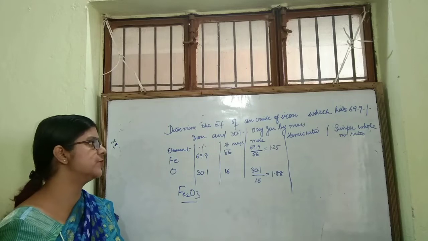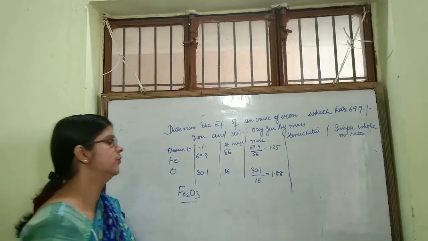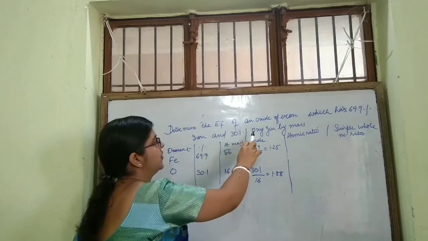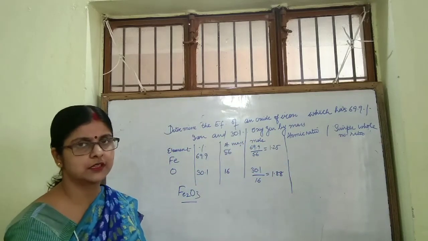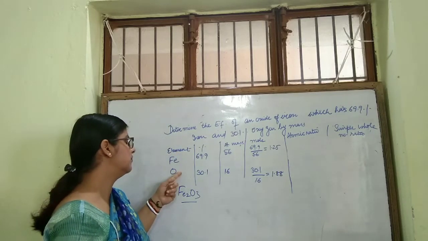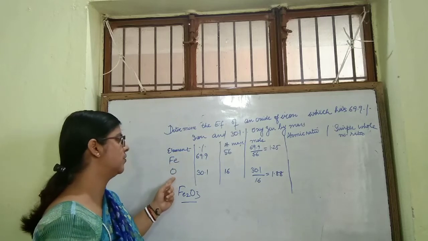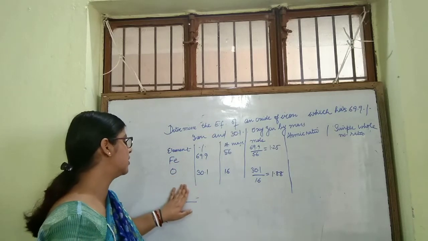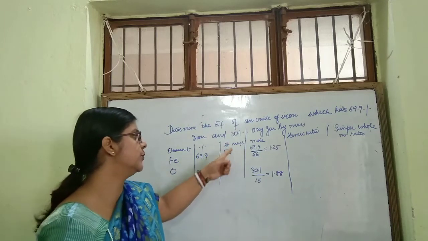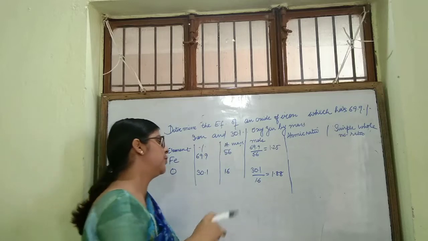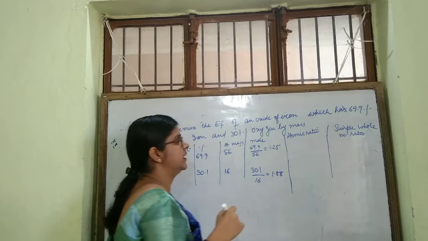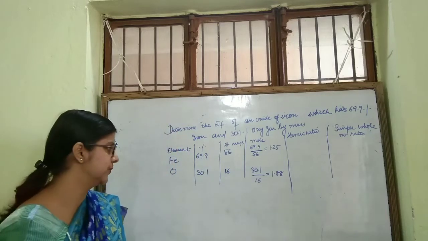Find the empirical formula of an oxide of iron which has 69.9% iron and 30.1% oxygen by mass. How will you find out? See, in the first column you will write the elements iron and oxygen. In the second column you will write the percentage. In the third column you will write the mass. In the fourth, mole. And in the fifth, atomic ratio, and sixth, simple whole number ratio.